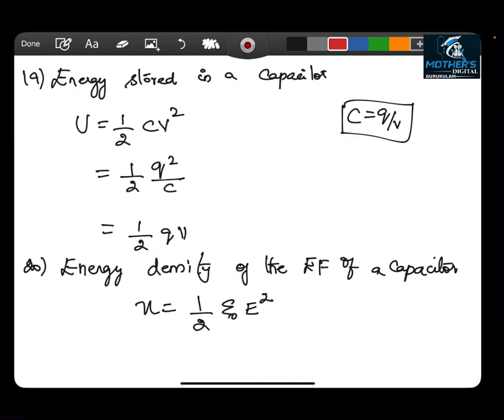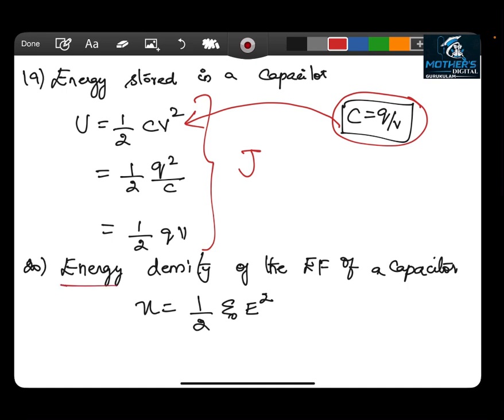The next one is related to the energy stored in a capacitor, which is given as U equal to half CV square. We know the relation C equal to Q by V. Rearranging this formula and applying in this formula, we get two extra formulas, which are equal to half Q square by C or half QV. All these are measured in Joule.